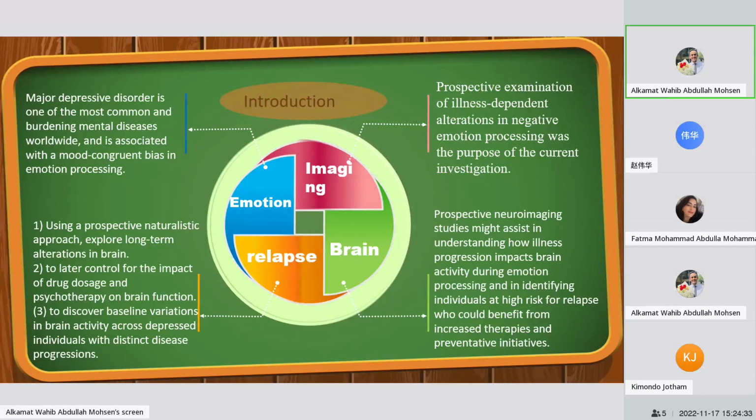So the aim of this study, as mentioned here, is to use the prospective neural approach to explore the long-term alteration in the brain, and also to control for the impact of drug and psychotherapy on the brain function. So to discover the baseline variation in the brain activity that occurs in depressed individuals with distinct disease progression.